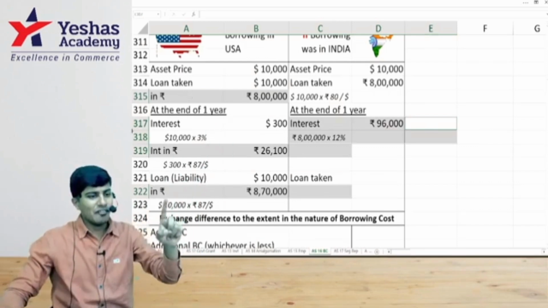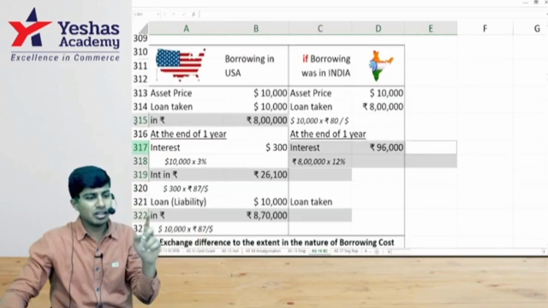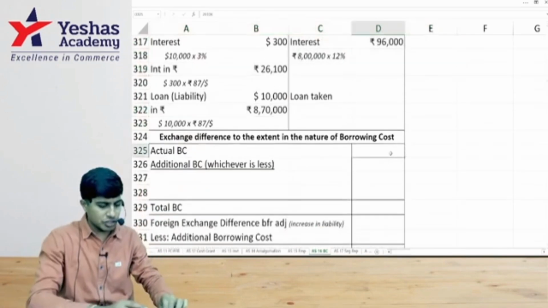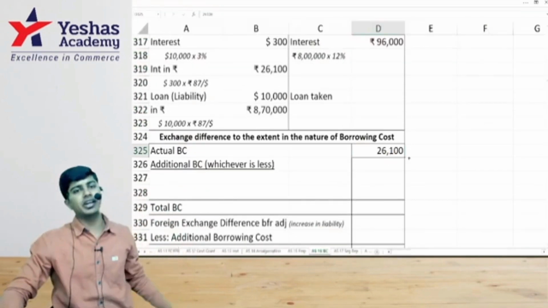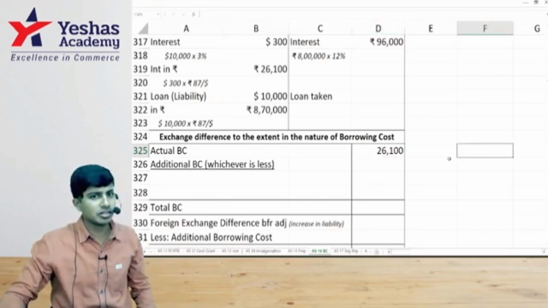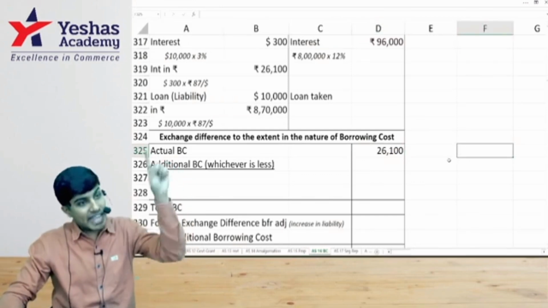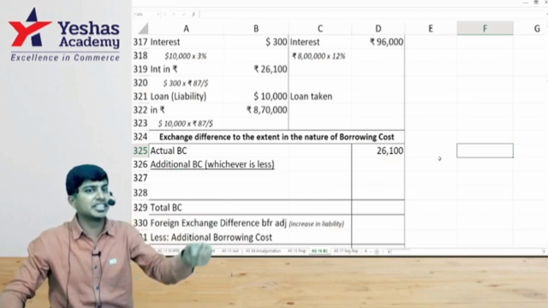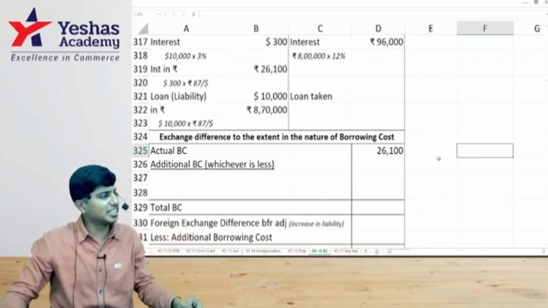I'll explain. Where did you take the loan, India or USA? So your actual borrowing cost is 26,100. What is your actual borrowing cost? 26,100 is actual, but there can be additional money as borrowing cost. What is the additional money?